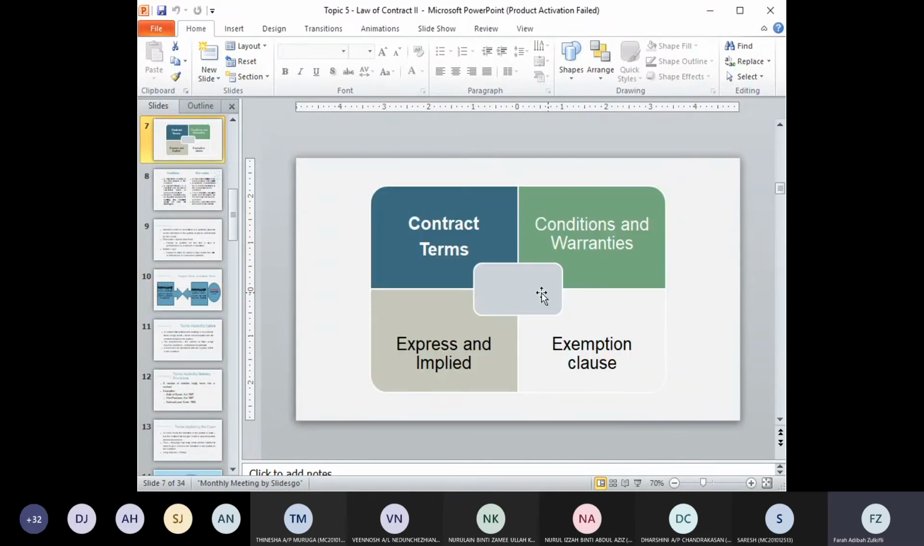So the first type of terms is the difference between conditions and warranties. Conditions can go to the root of the contract, and you can end the contract. You can treat the contract as having ended. But if it is a breach of warranties, you can only claim for damages. You cannot end the contract. So next we will see the difference between an express term and an implied term.